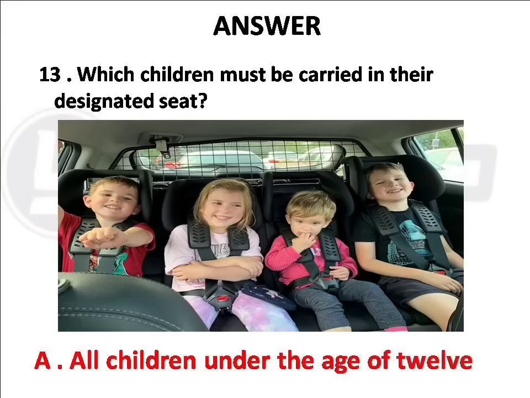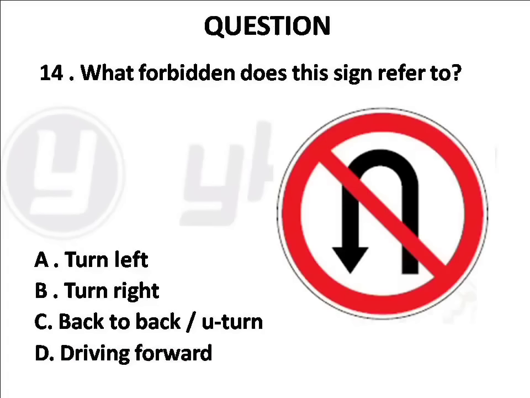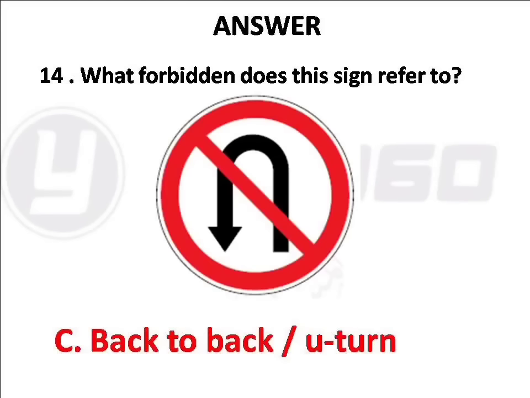Question number 14. What forbidden does this sign refer to? The options are A. Turn left, B. Turn right, C. Back to back / U turn, D. Driving forward. Answer is option C. Back to back / U turn.